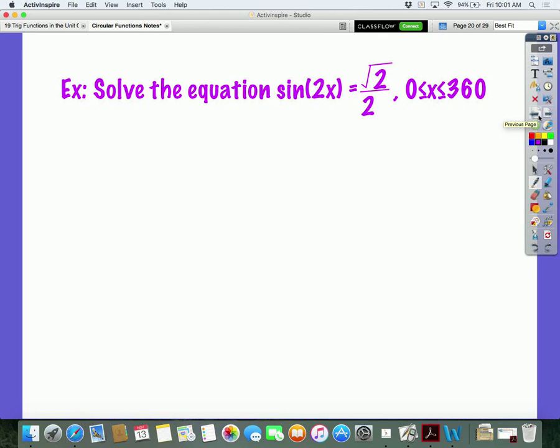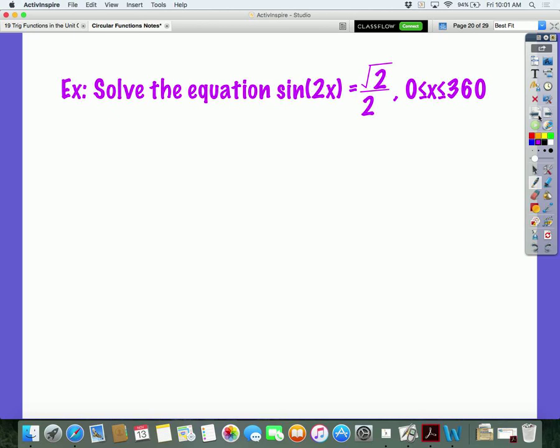Solve this equation. You have sine 2x equals the square root of 2 over 2. And you're bounded between 0 and 360 degrees. Now this one's a little bit different because there's a 2 that's attached to the x. Okay? However, you can still tackle it the same way.